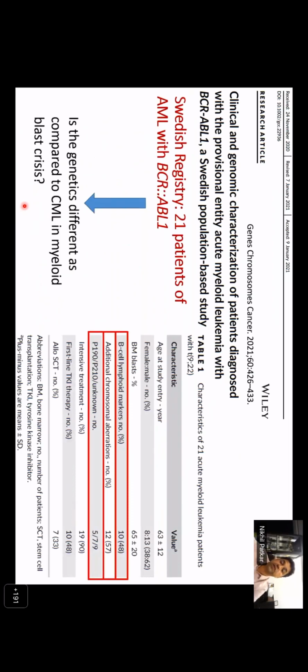Another large series, possibly the largest so far, is a Swedish population-based registry of 21 patients, which asked a simple question: how does the genetics of these disorders compare to that of CML in blast crisis? You can see that around 50% of them had additional chromosomal abnormalities, around 50% of them had additional lymphoid markers, which did not meet the criteria for mixed phenotype acute leukemia, and at least a quarter of them are P190 fusion transcript positive. All right, so this is something that is extremely unusual. In the case of CML, a myeloid blast crisis, it is very, very rare to get a P190 transcript.